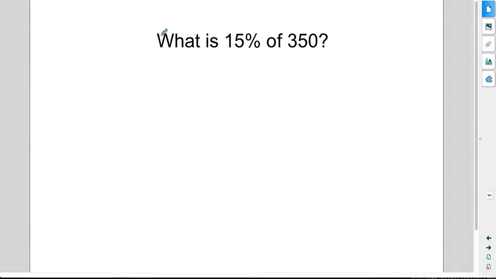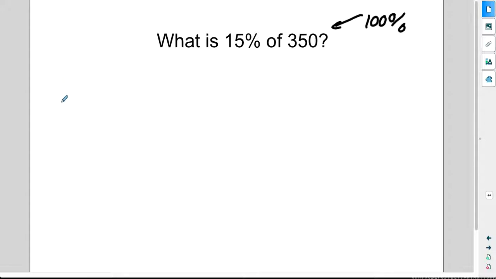Now what you'll have to remember in these short sentences is that this value over here is always equal to 100%, since it's usually the subject of our sentence. So again we're being asked what is 15% of this value, which means this value over here is my 350.